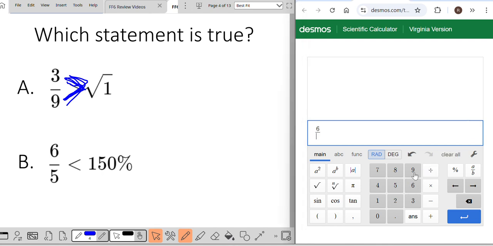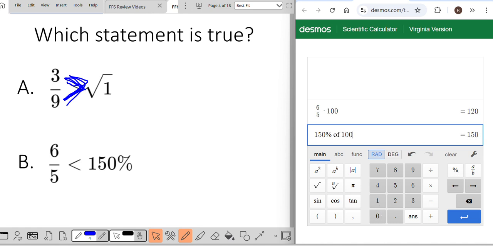So 6 over 5, we're going to make that a percent by multiplying by 100. It's 120%. And the second number is already a percent. So I just do this so that I can look at them side by side. So we know that 120% is definitely less than 150. So I'm going to circle that.